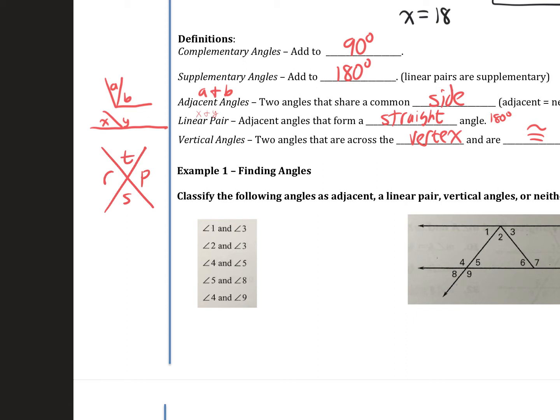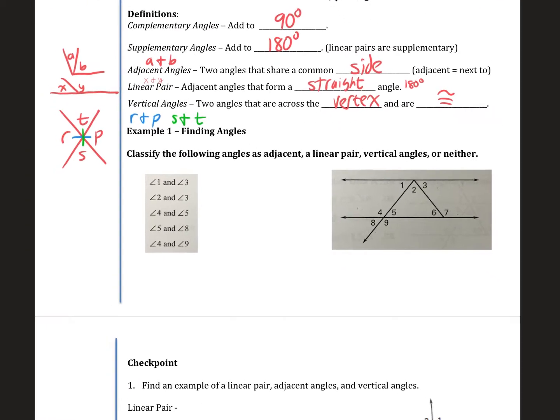Let's use different colors here. R and P. Let's go over here. So we have R and P. R and P are vertical angles, and also S and T. So you can see they're across the vertex, they're across the middle part there, and they have to be congruent, okay? They have to be congruent, okay?